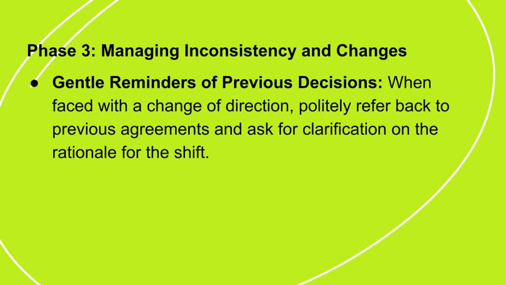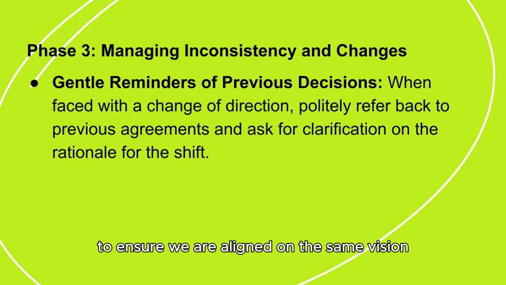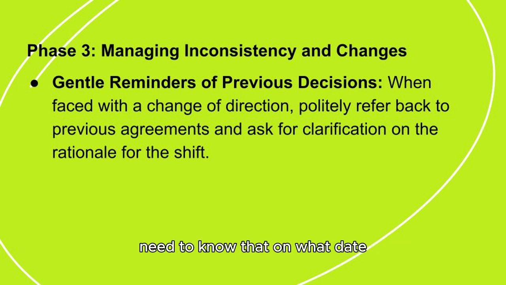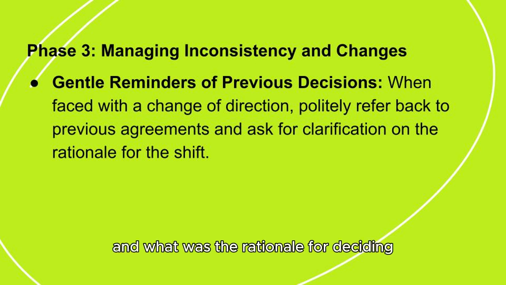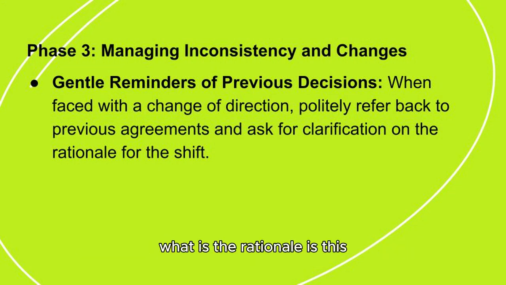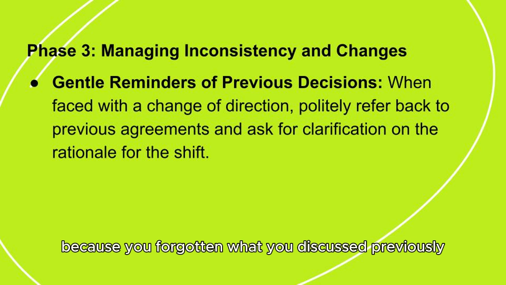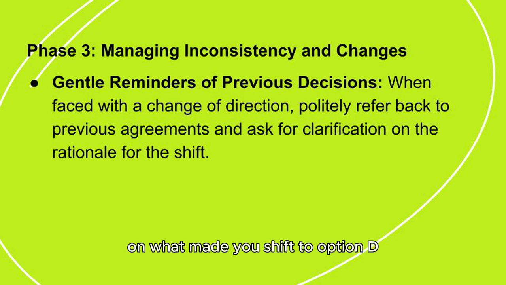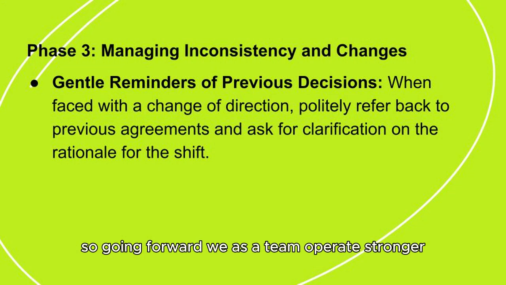Number two is to ensure we are aligned on the same vision. Both parties, or however many other parties are working on a project, need to know on what day what was decided and what was the rationale for deciding, say, option A. And let's say if you really have to shift to option D, what is the rationale? Is this because you've forgotten what you discussed previously, or was there a concrete rationale backed with information and data on what made you shift to option D? If yes, then everybody in the team working on this project can be aligned on what the rationale is. So going forward, we as a team operate stronger.